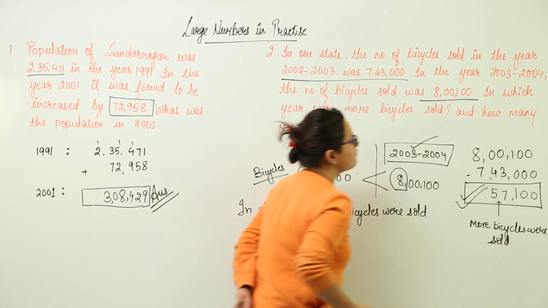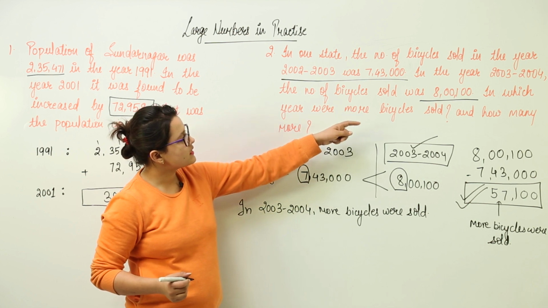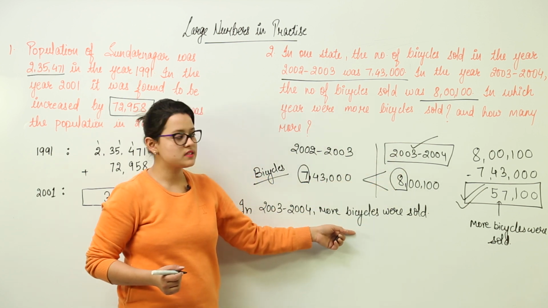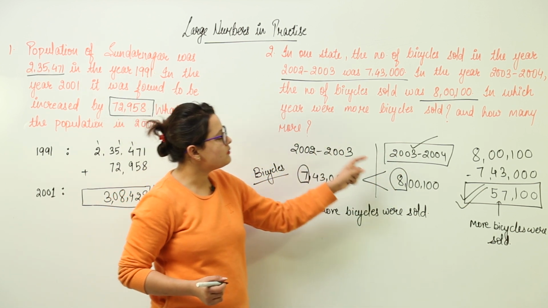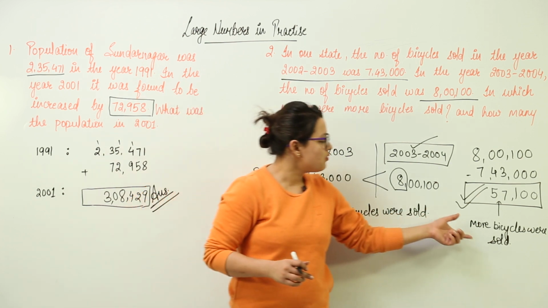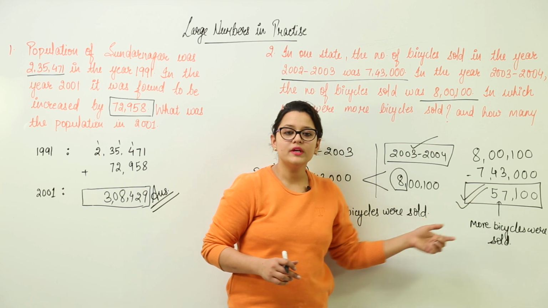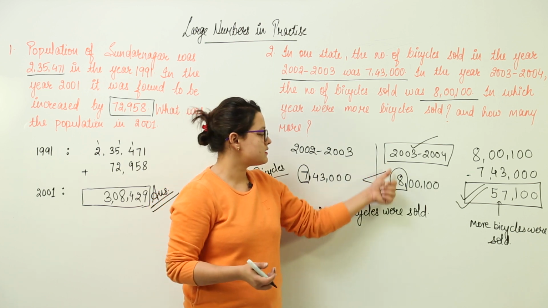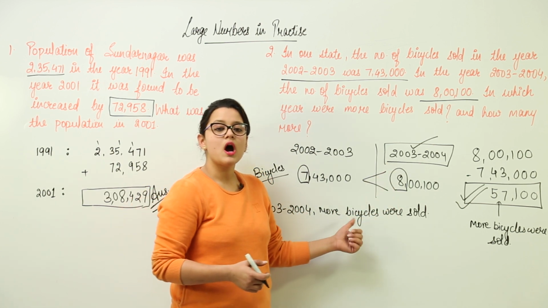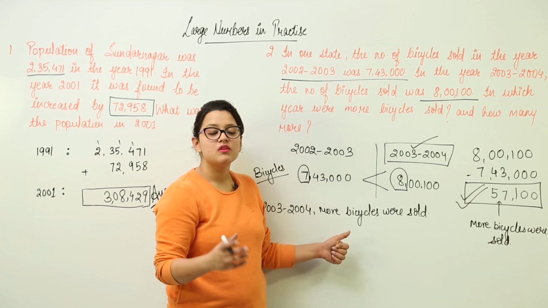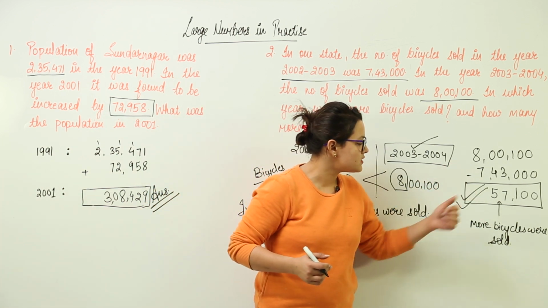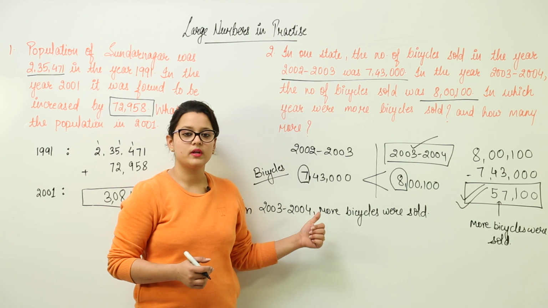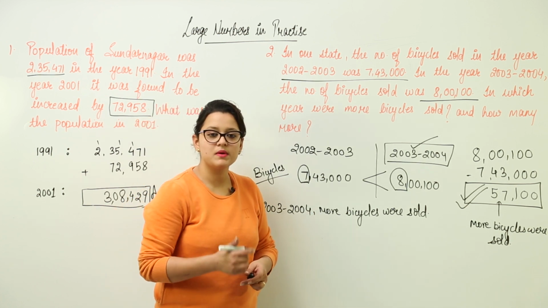Now we have answered the question that said in which year were more bicycles sold. In the year 2003 to 2004, more bicycles were sold, and by how many more. We have just found out how many more cycles were sold. So in total, if I ask you which one out of them is greater, you will just tell me this is definitely greater. If I ask you which out of them is greater and by how much, you will have to subtract both of them and check that this is the value by which the other one is greater than the previous one. So this is how you solve the questions based on large numbers.